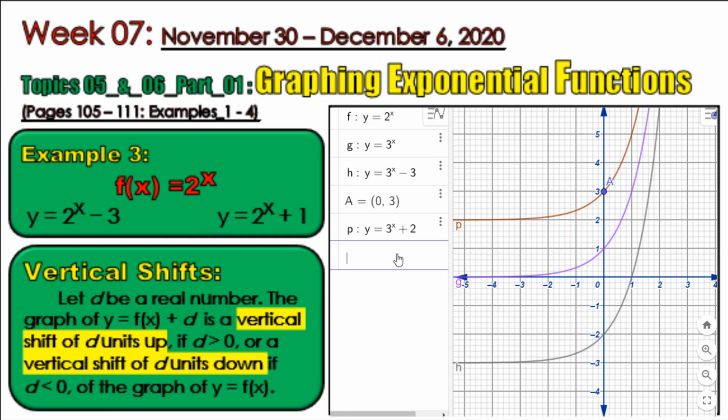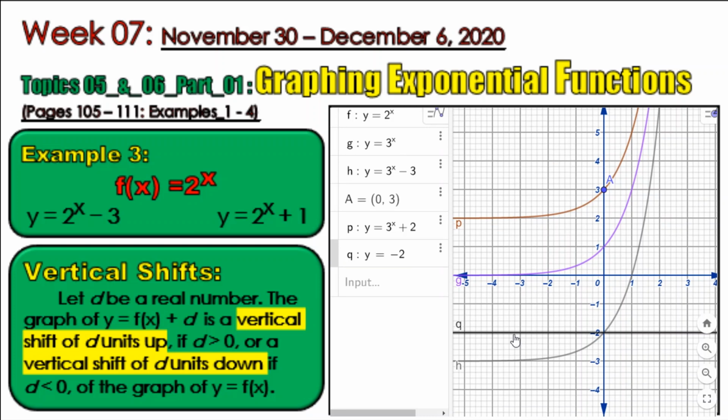Next, what if I would like to have a horizontal asymptote which is y is equal to negative 2? So the next function must have a horizontal asymptote of y is equal to negative 2. What do you think is the function?